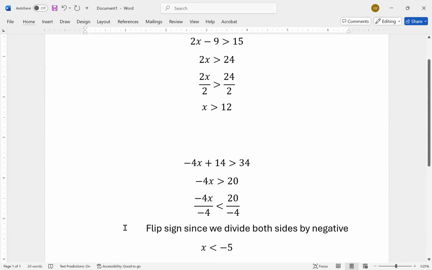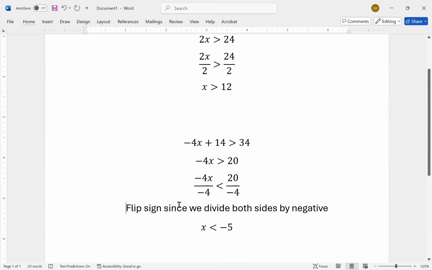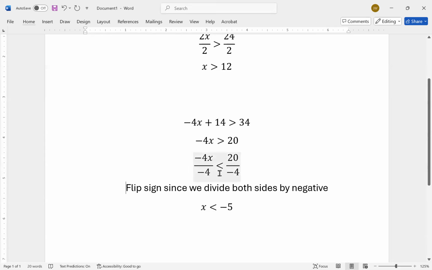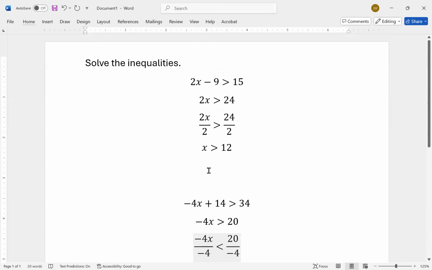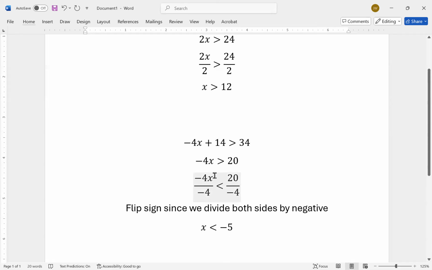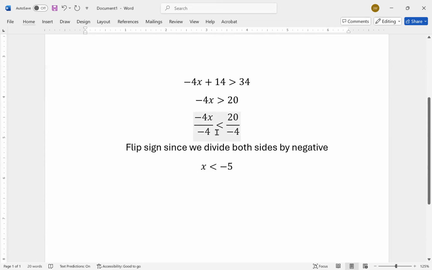Notice that if we're using the standard techniques of solving equations, really the only time you're going to have to worry about flipping a sign is in that last step where we divide by a coefficient. And if we're dividing by a positive coefficient, the sign stays the same. If we're dividing by a negative coefficient, then the sign flips.